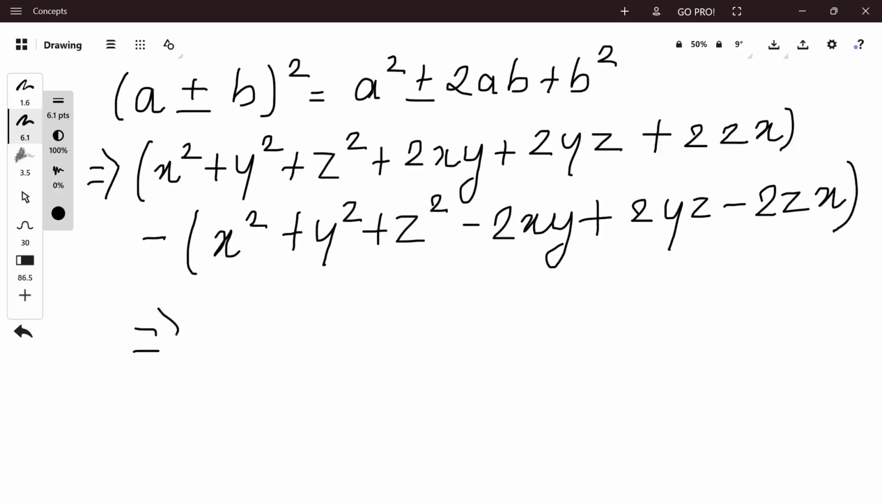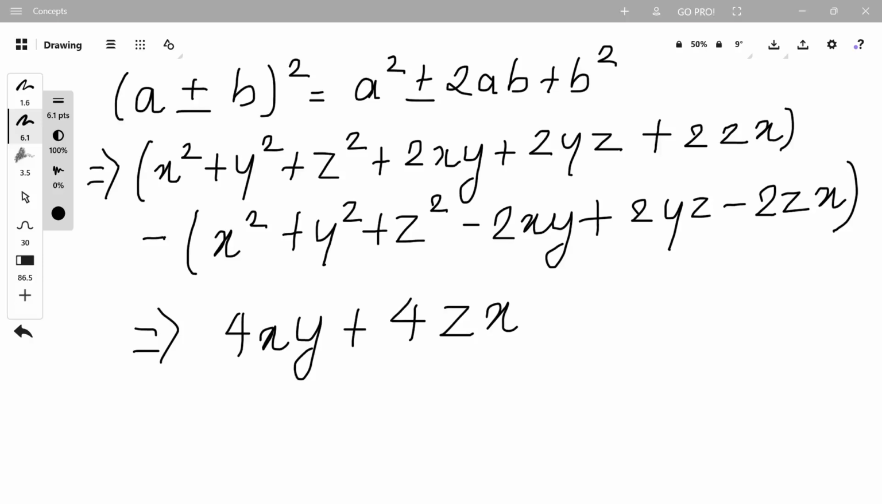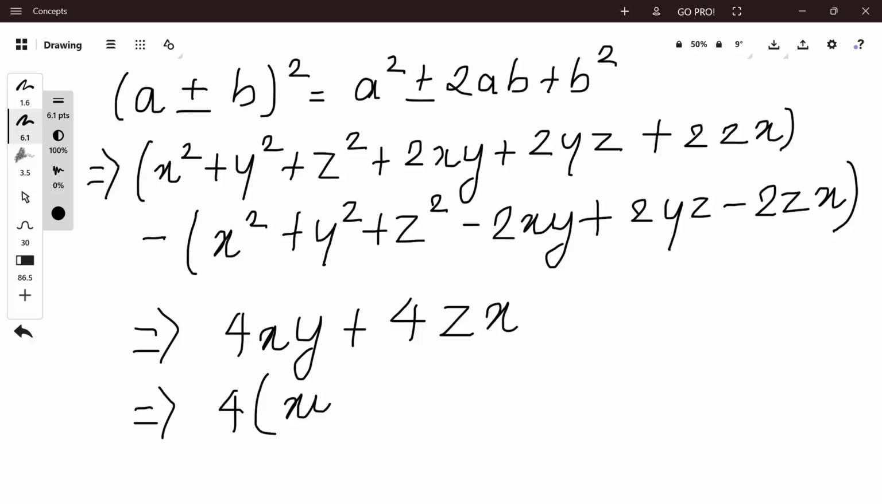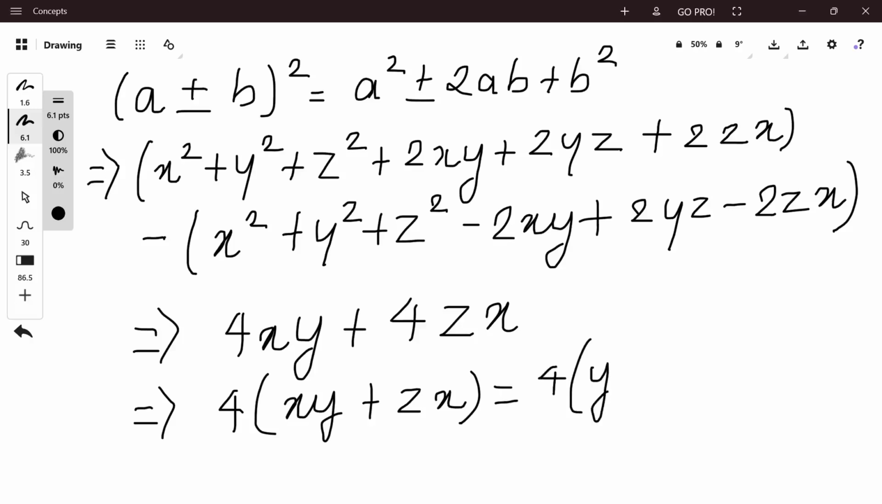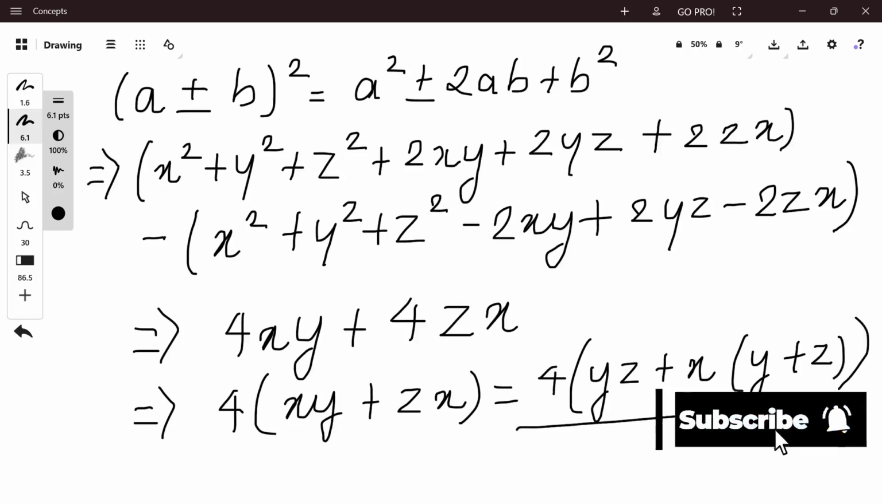We come down to 4xy + 4zx, that is 4(xy + zx), which is equal to 4(yz + xy + zx). Hence, the identity is proven.